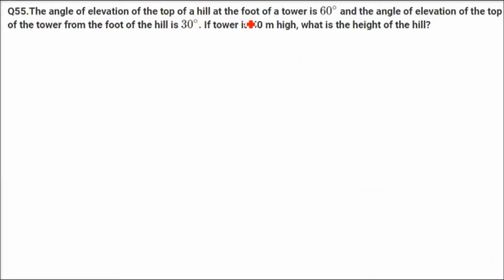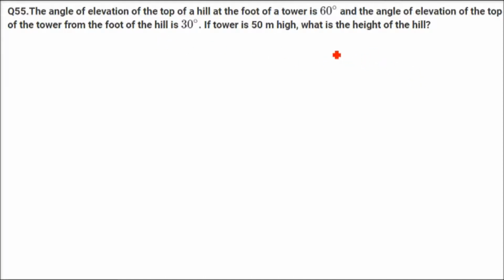The angle of elevation of the top of a hill at the foot of a tower is 60 degree, and the angle of elevation of the top of the tower from the foot of the hill is 30 degree. If the tower is 50 meter high, what is the height of the hill? Okay, so we have two things. The angle of elevation of the top of a hill at the foot of the tower is 60 degree.